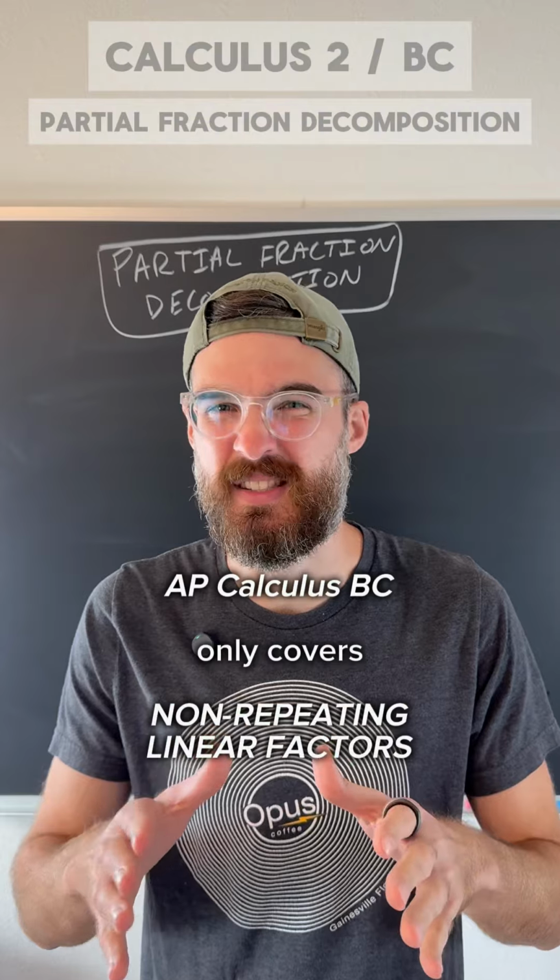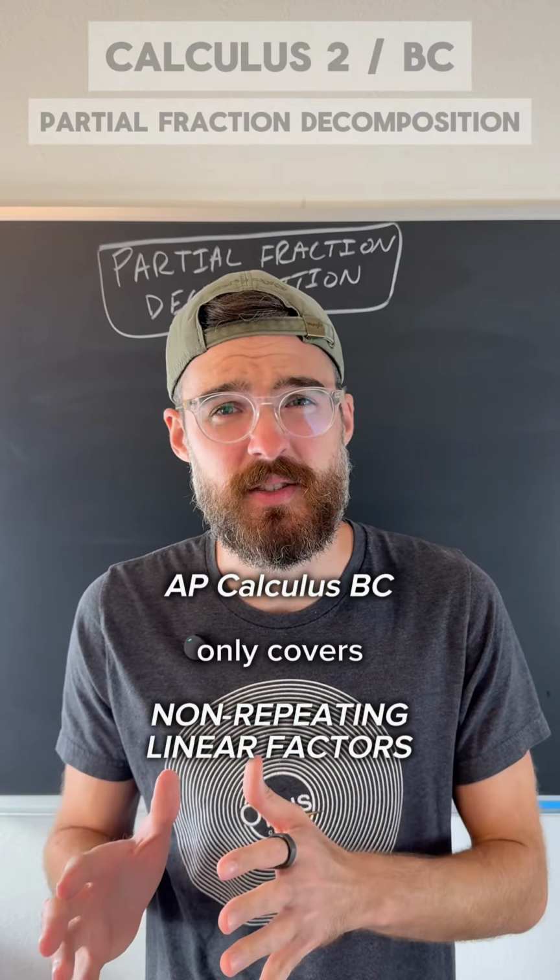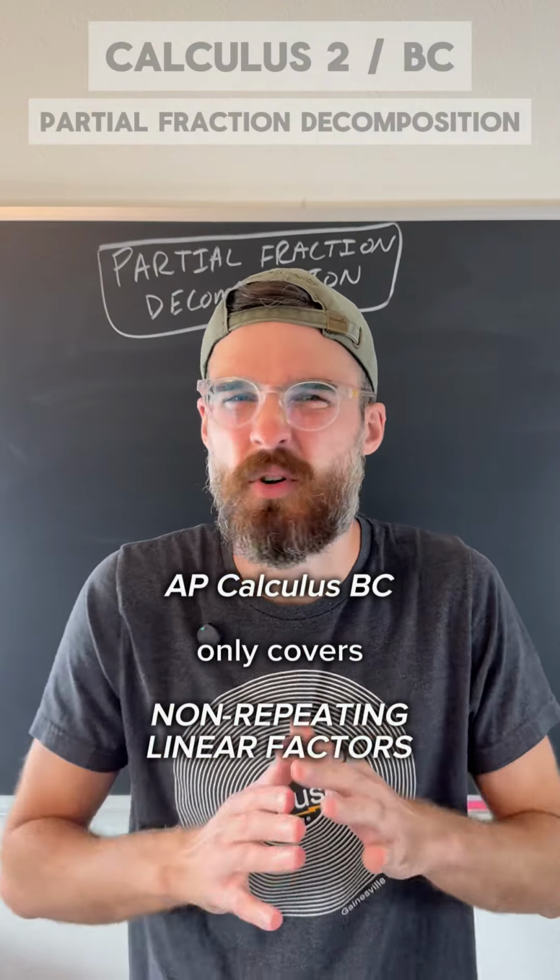Note that in AP Calculus BC, you only talk about the linear non-repeating factor types, whereas in a typical Calculus 2 class, you'd cover all 4 factor types.